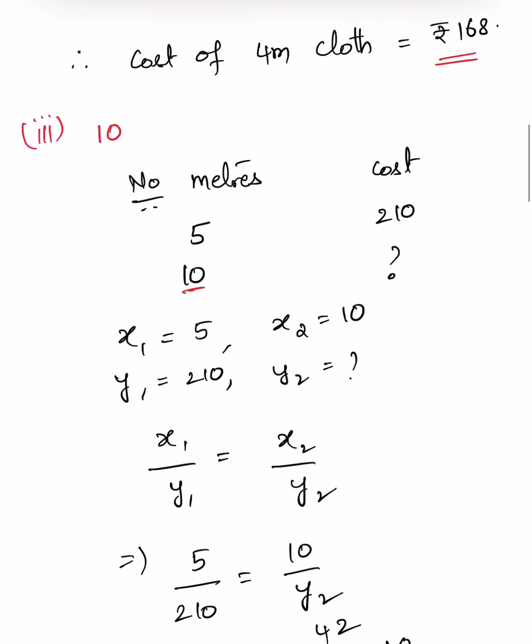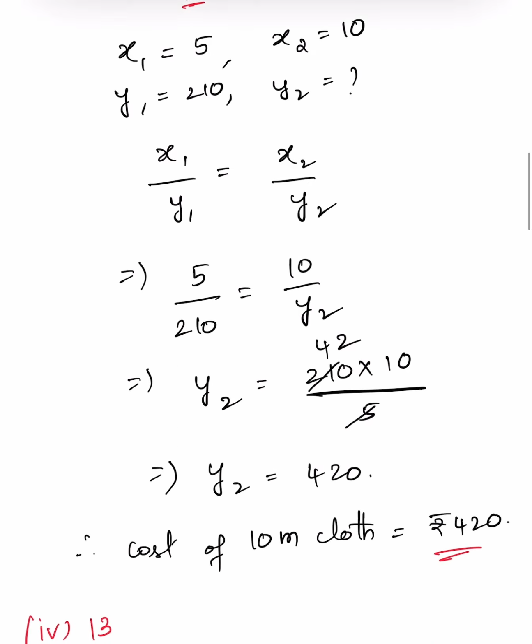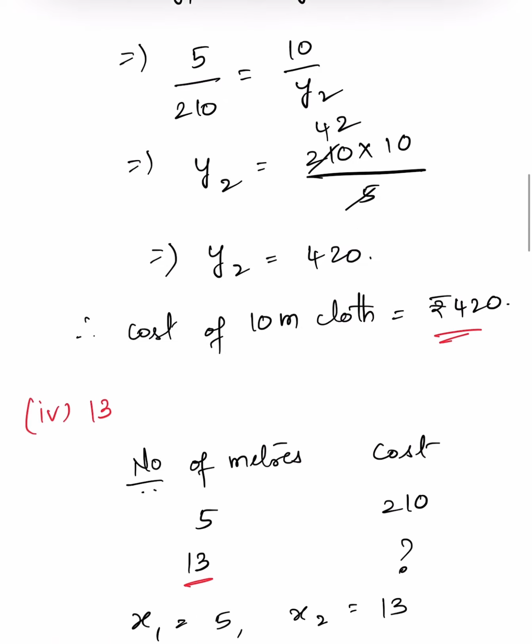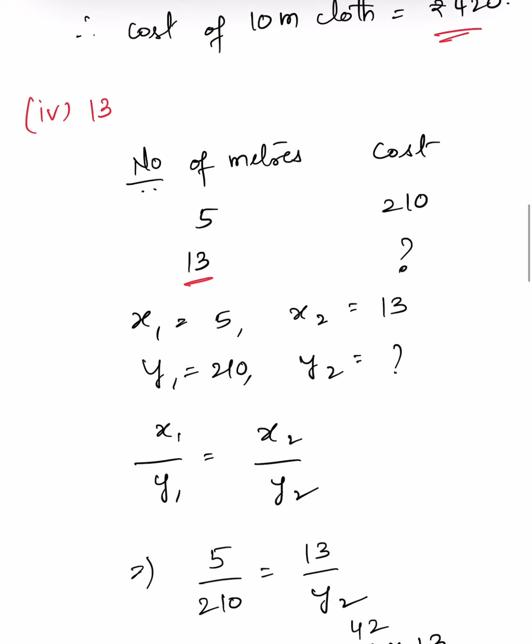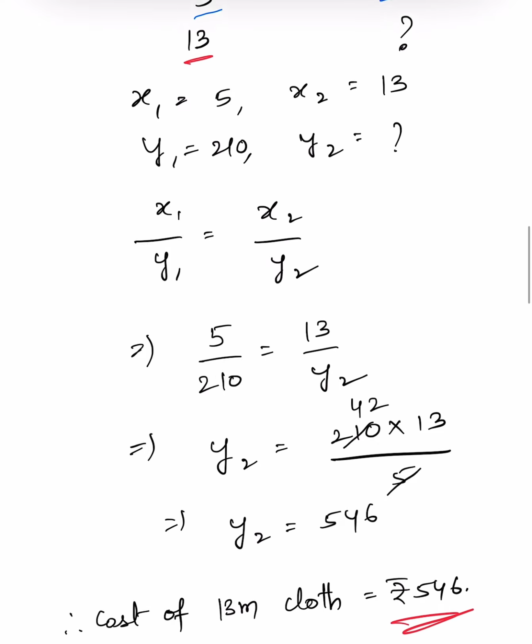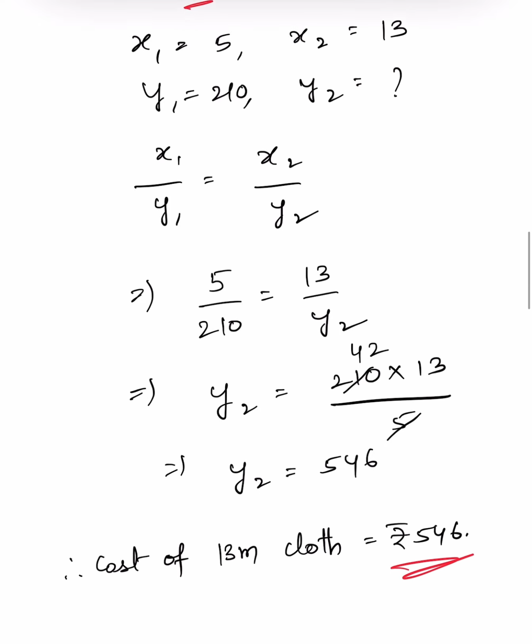Next, 10 meters of cloth. For 5 meters of cloth, the cost is 210. What is the cost of 10 meters? Same, it is 420. 13 meters. If for 5 meters of cloth the cost is 210, what is the cost of 13 meters? So again x1 by y1 equal to x2 by y2, y2 equal to 210 into 13 by 5, which is equal to 546. So the cost of 13 meters of cloth is 546. This is the first problem.